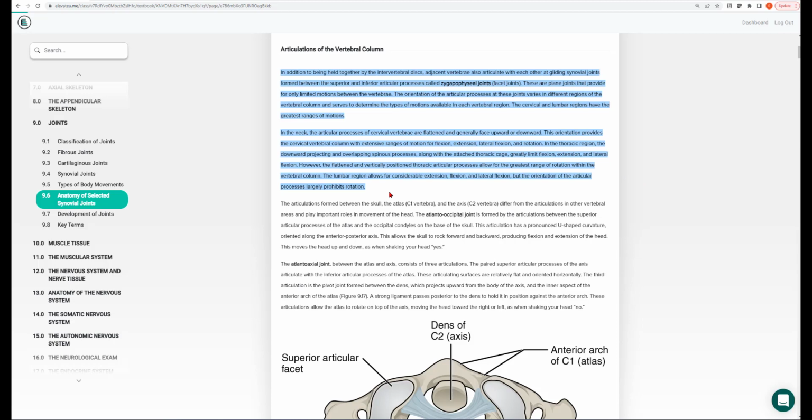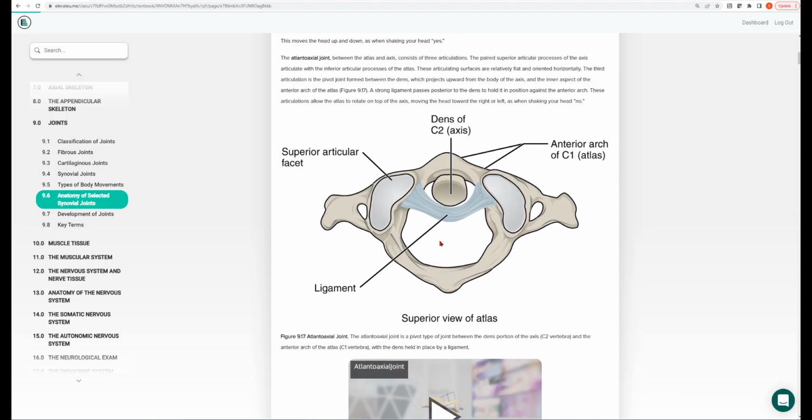But I do want you to know about the atlanto-occipital joint and the atlantoaxial joint. This is what's going on in your neck. This is what allows you to turn your head. And just watch what I'm saying here. We're looking for the first time at a superior view of the atlas. Remember, the atlas is the C1 vertebra, and C1 sits on top of C2, the axis. This projection right here is the dens. This is that tooth-like projection from C2.